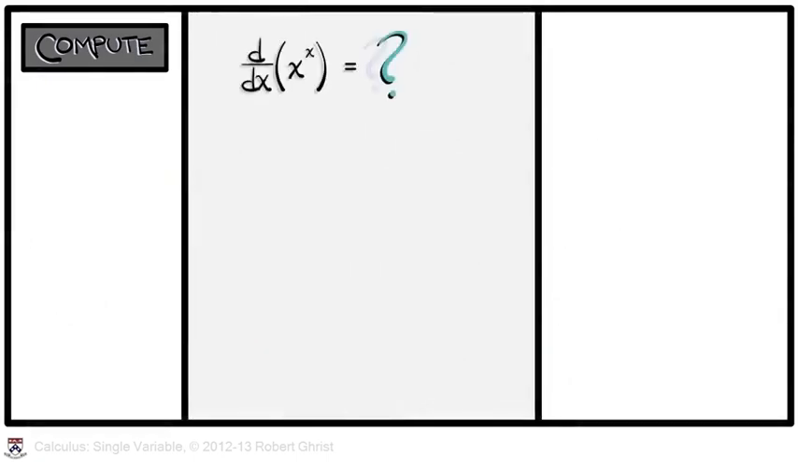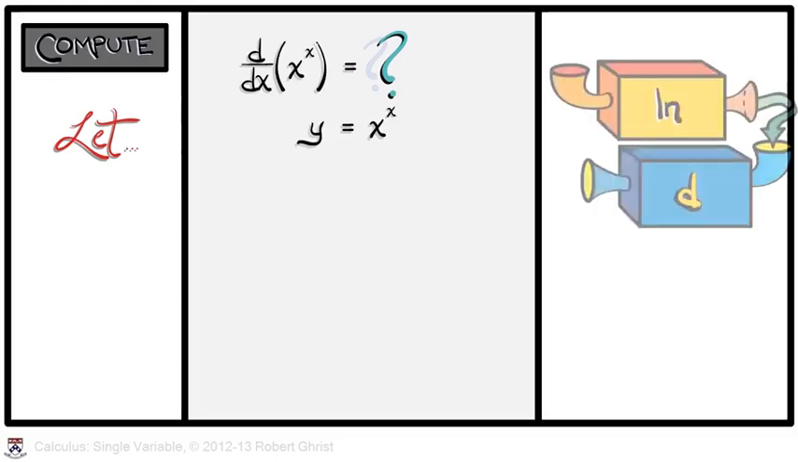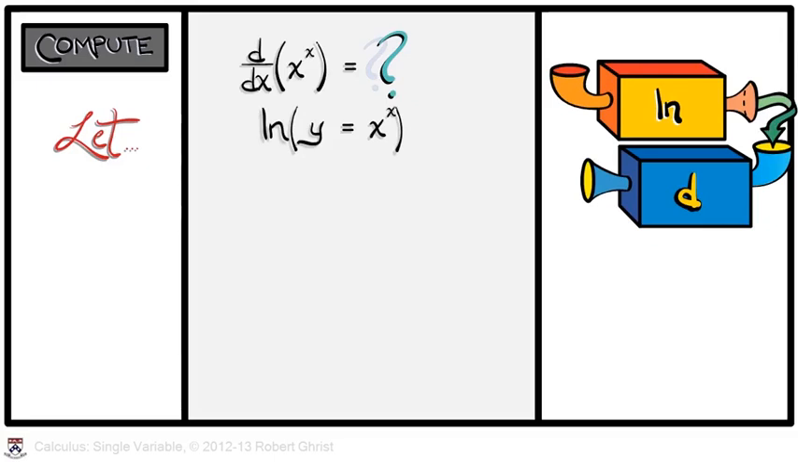Let's look at another example. This one seems intimidating. What is the derivative of x to the x? We're going to follow the same path as before. Let y be equal to x to the x. How do we simplify that exponent? Clearly, the natural logarithm is what we're going to want to use. When we apply the natural log, we obtain on the left log of y, and on the right x times log of x. Now we can differentiate.